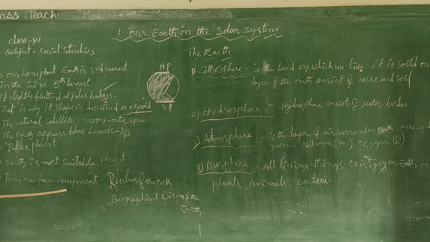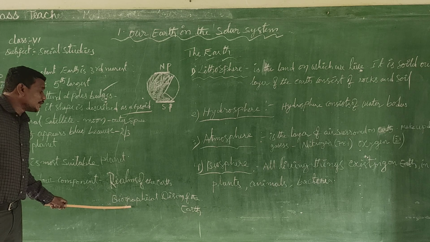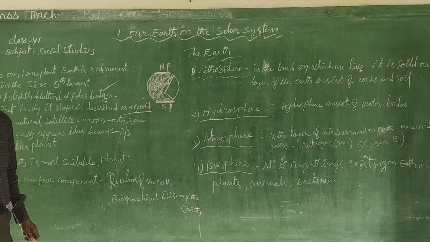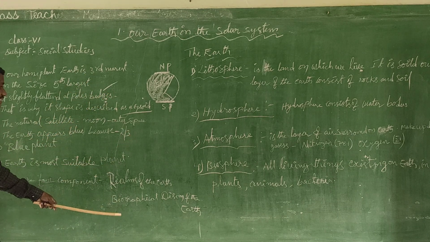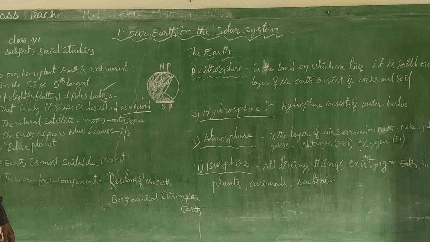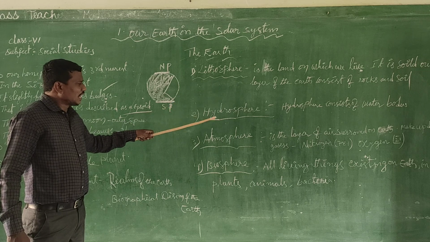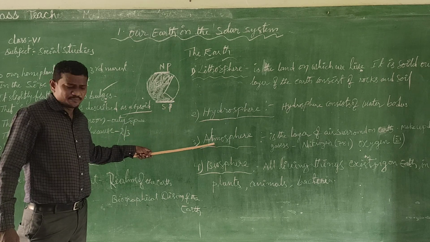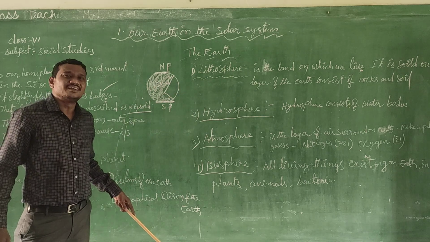There are 4 major components of the Earth. These 4 major components are called the rings of the Earth. What are the rings? Rings means the geographical divisions of the Earth. The Earth is divided into some geographical divisions. What are they? There are four major geographical regions. The first one is the lithosphere, then the hydrosphere, atmosphere, and biosphere. These are the four important rings of the Earth.